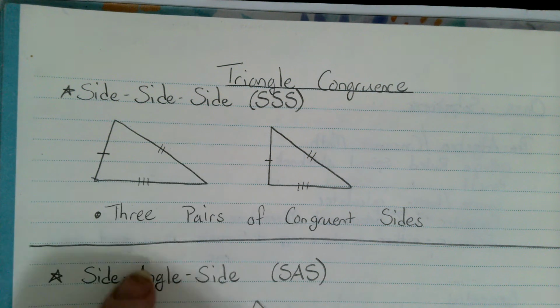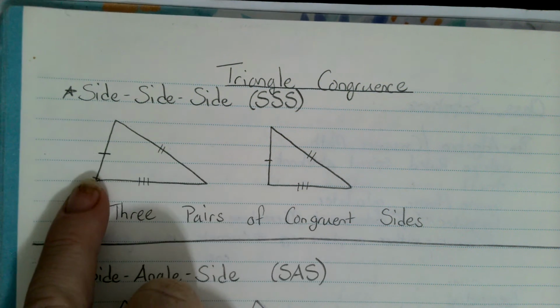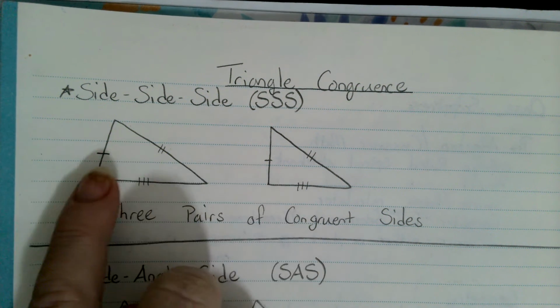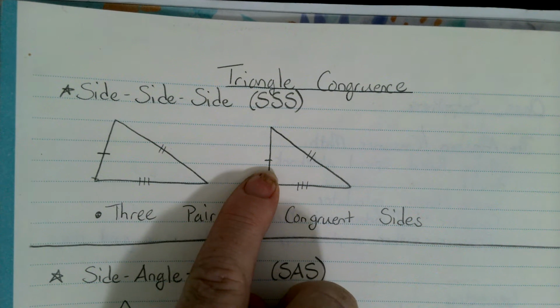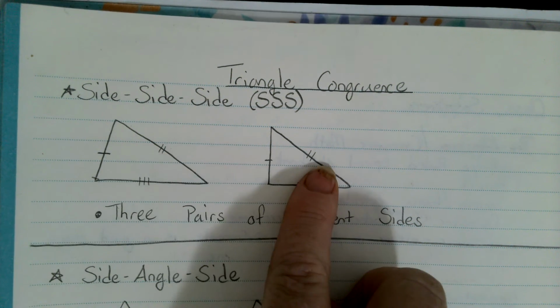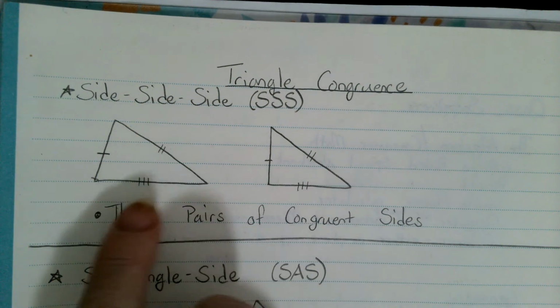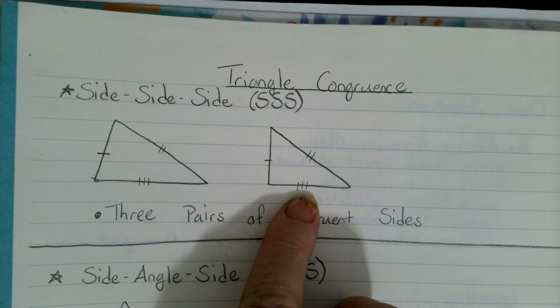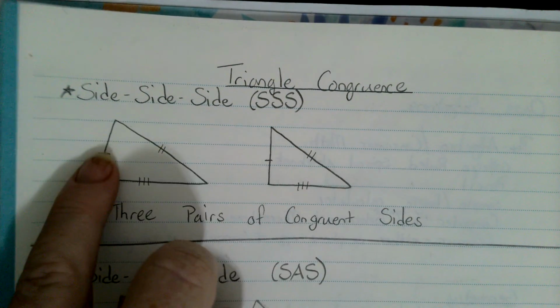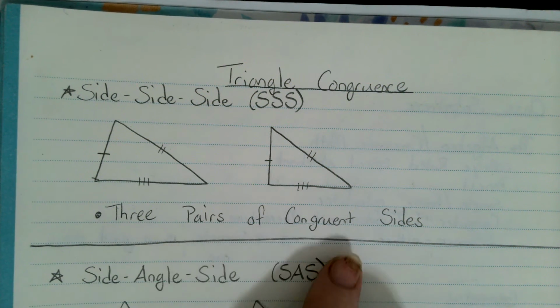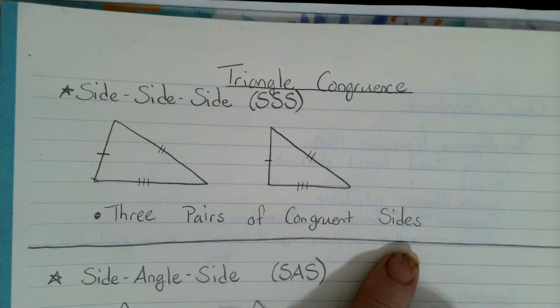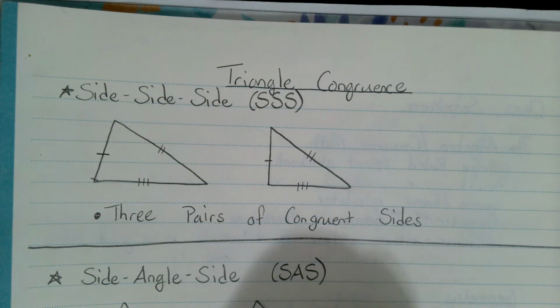So what that says is if the triangles have 3 sides in common, if they are all the same length, so these little tick marks, this side lines up with this side because it has 1 tick mark. This side lines up with this side because it has 2 tick marks. This side and this side line up because they have 3 tick marks. That means that these 2 sides are equal, and these 2 sides are equal, and these 2 sides are equal. Okay, so if you have 3 pairs of congruent sides, the triangles are congruent. We call this side, side, side congruence. So please put that in your notes.